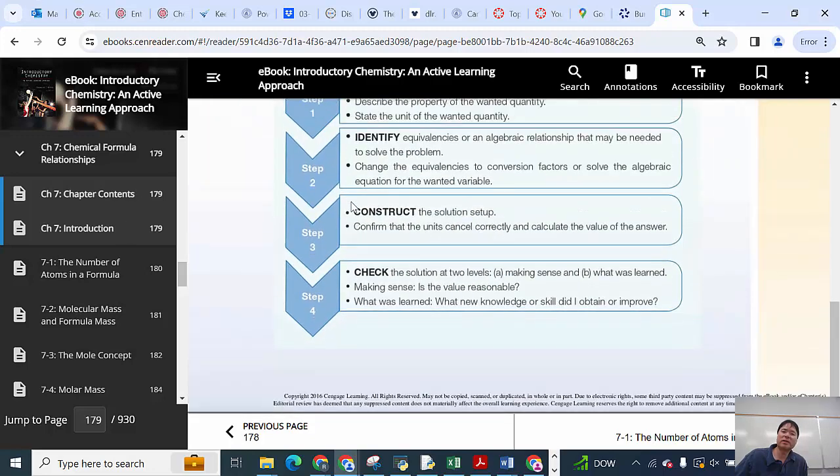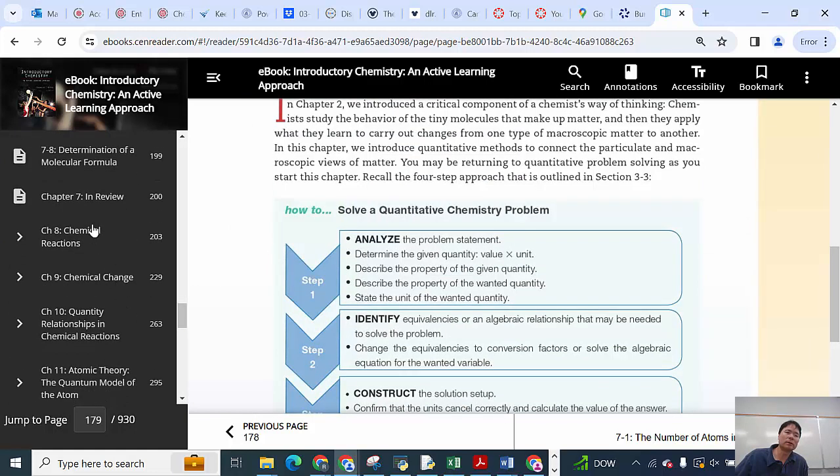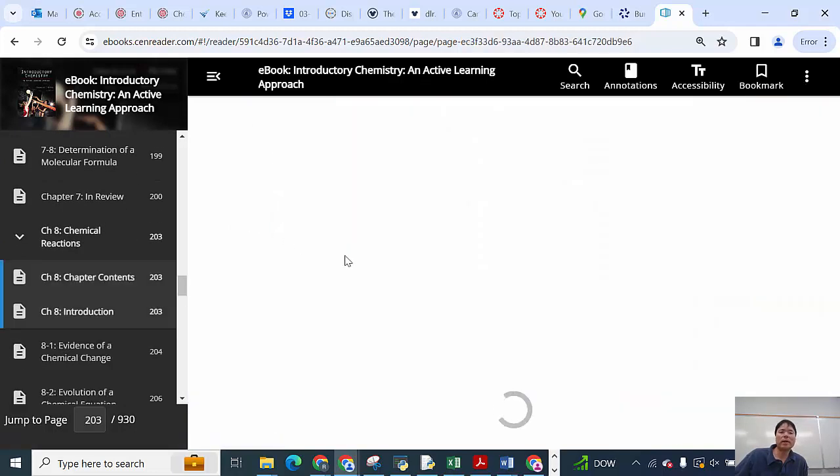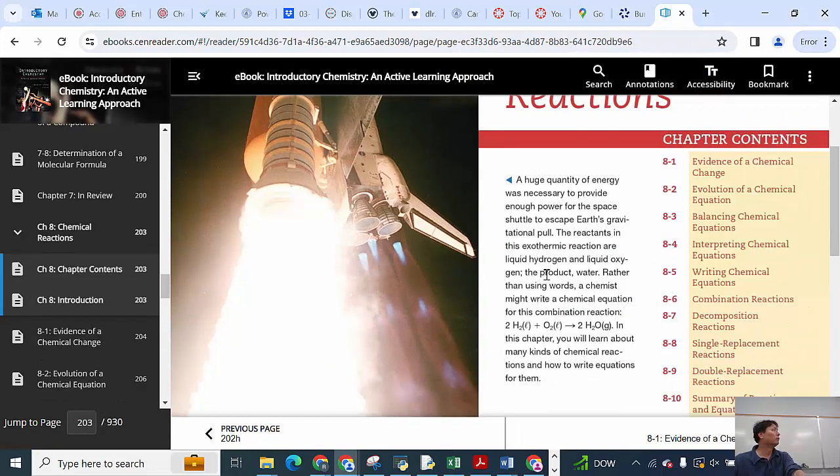Then chapter 7 is the chemical formula relationships we talked about. Then chapter 8 is the chemical reactions. Now the chemical reactions, I'm focusing on not all the reactions here, like these combination, decomposition, single replacement. I'm focusing on the double replacement reaction for right now. So your test is going to focus on these double replacement reactions.